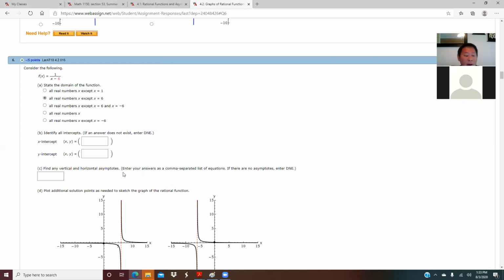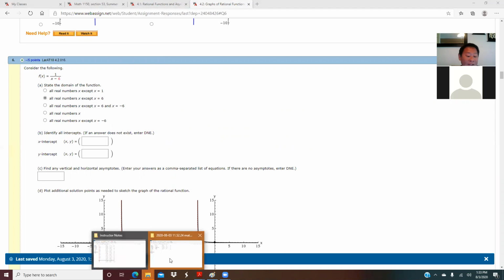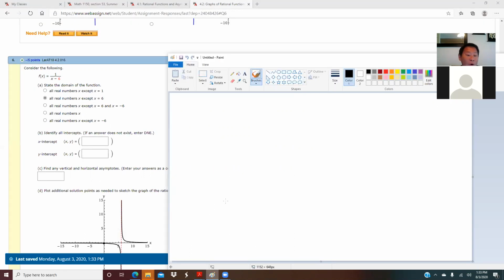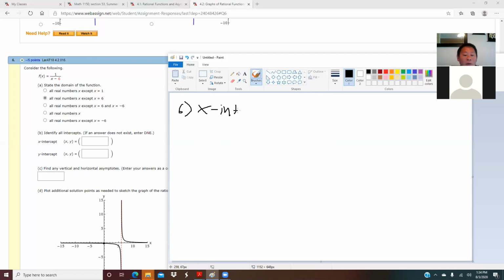Next, how do you find your x-intercept? Don't forget it is going to be in coordinate form. So to find the x-intercept, you take your numerator equal to 0 and solve for x. But our numerator in this case is 1.